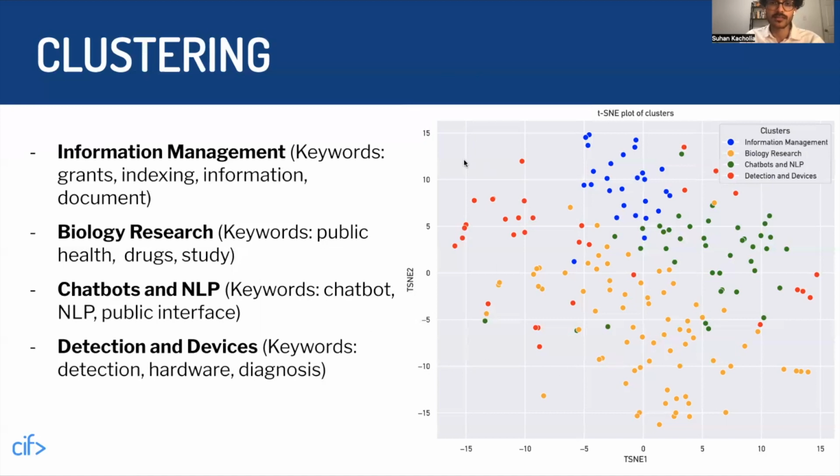But with that being said, the four clusters that I found were, the first was information management. So these were projects that were focusing on indexing and managing grants. The NIH has a lot of grants. They wanted to use AI to manage some of them and maybe connect them to researchers, or information processing, putting documents into different buckets. So that kind of thing.